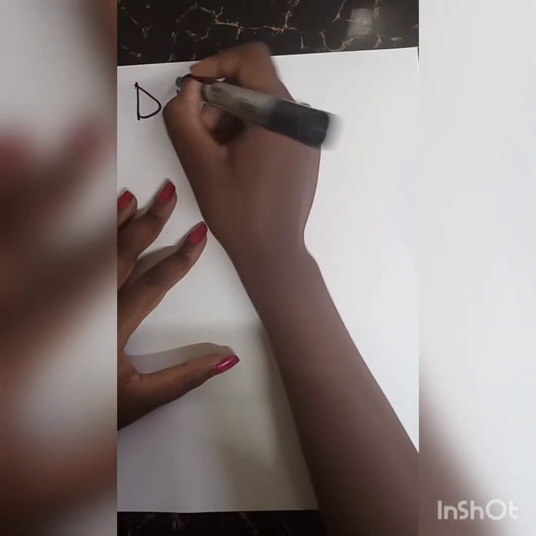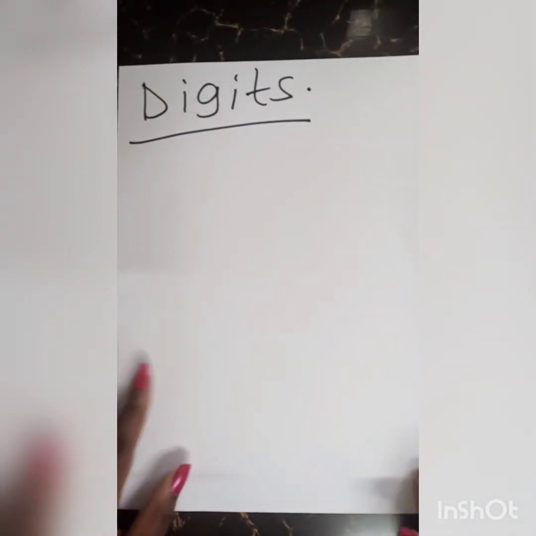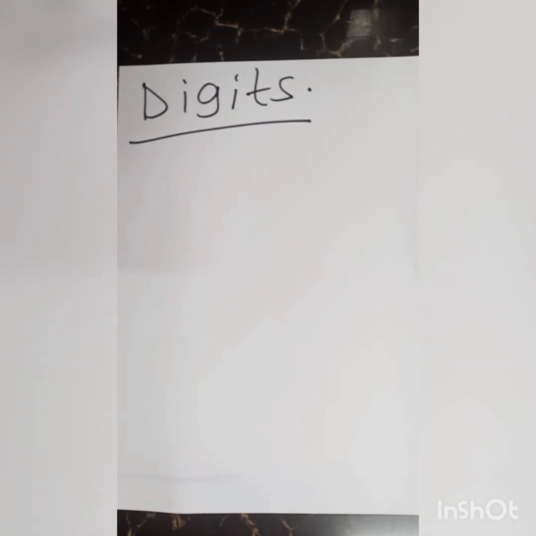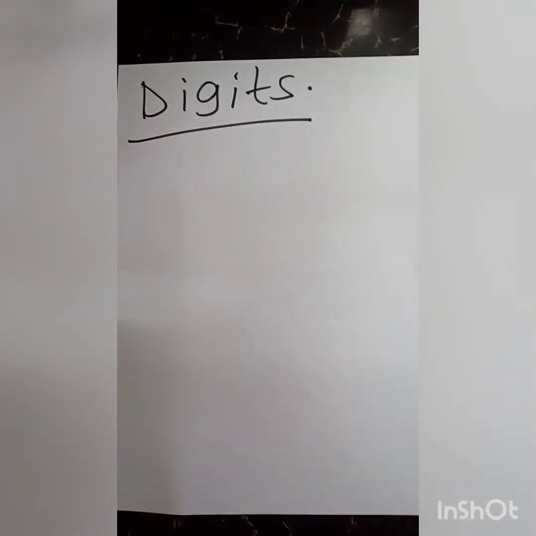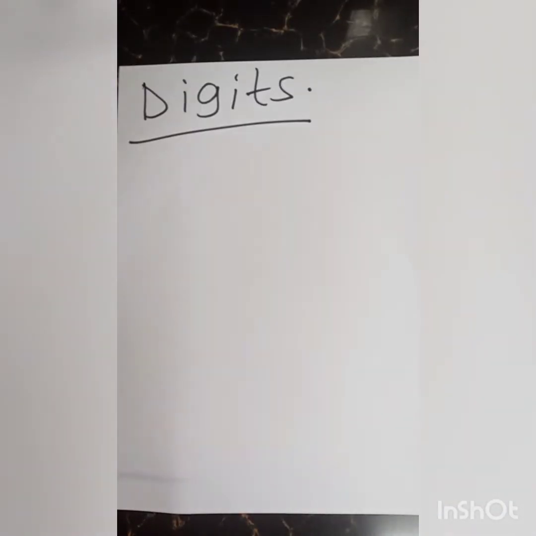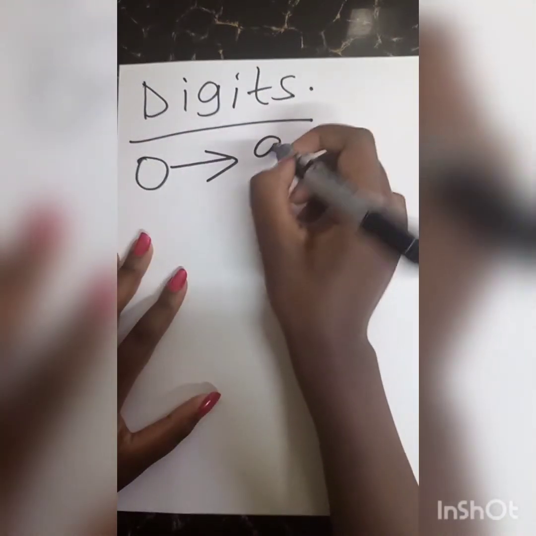So digits. Another term that will be used a lot in maths is digits. So that means we have to understand exactly what that term means, right? So the digits we have in maths are basically any numbers from 0 to 9.